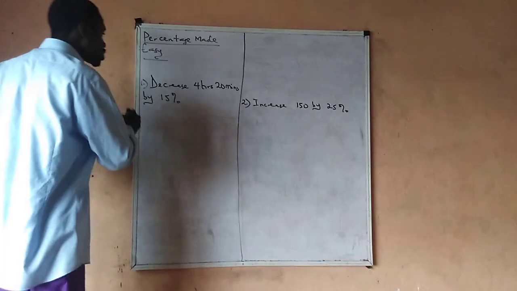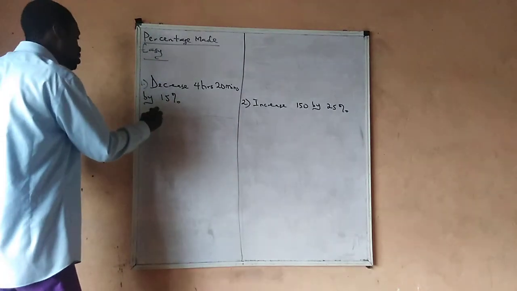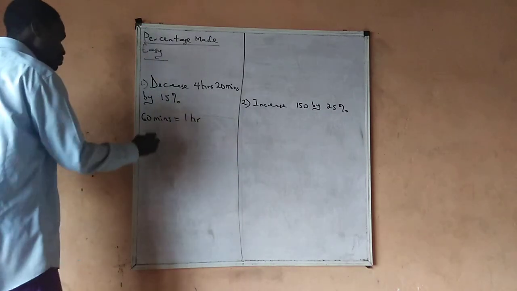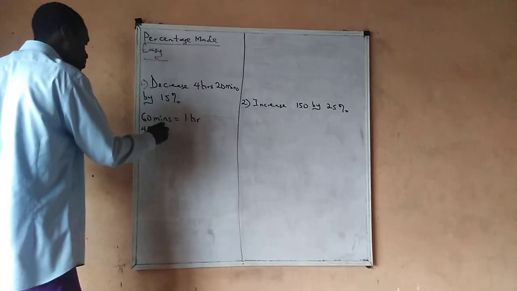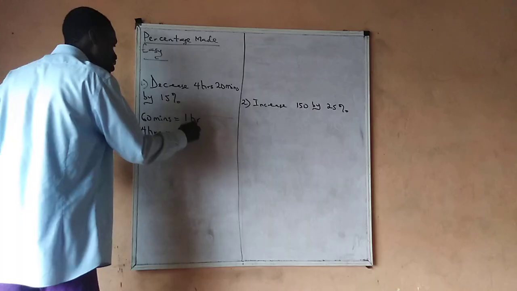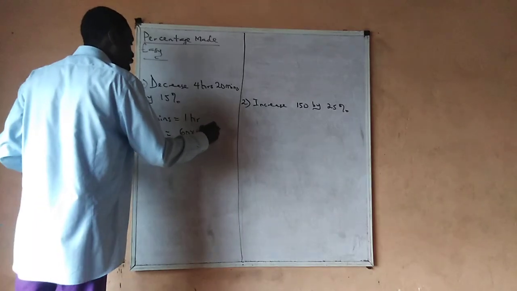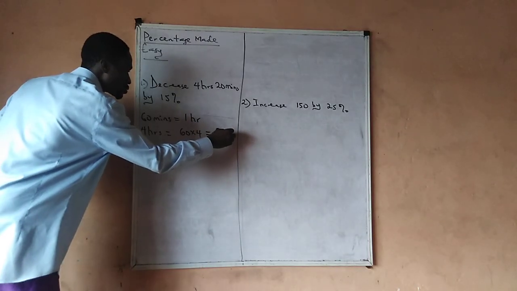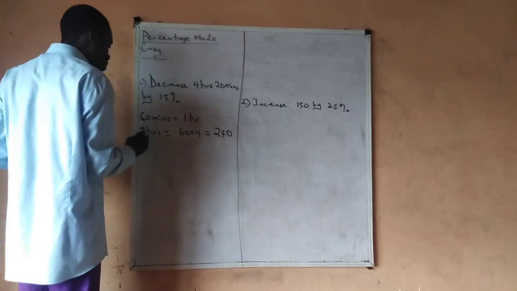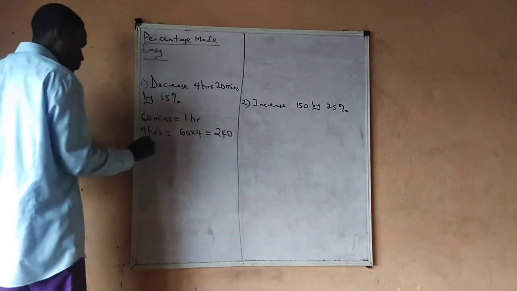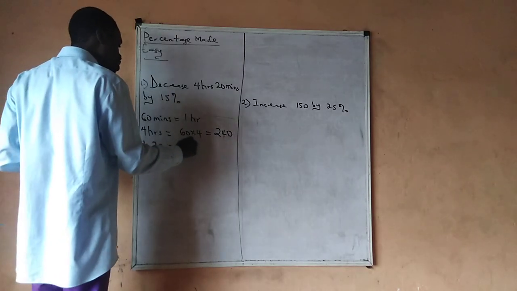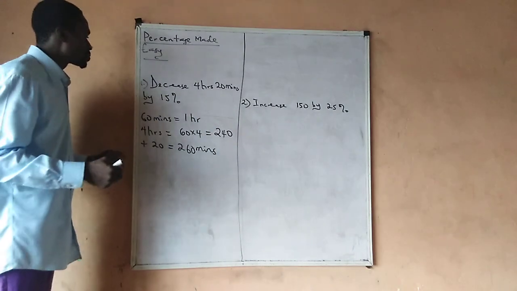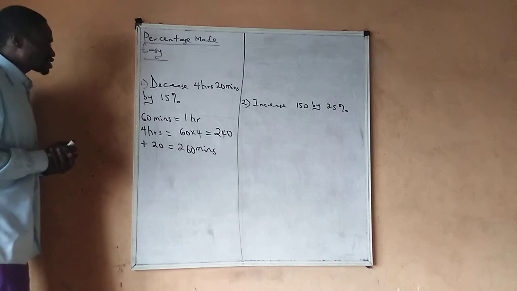Alright, so we all know the law that 60 minutes equal to 1 hour. So that's to say 4 hours will be equal to 60 times 4, which will give us 240. Then plus the 20 minutes here. That was 260 minutes. I successfully converted to minutes, and now let me carry out the next step.